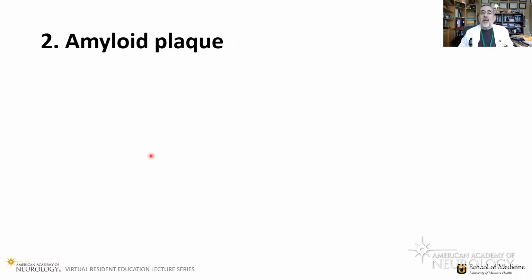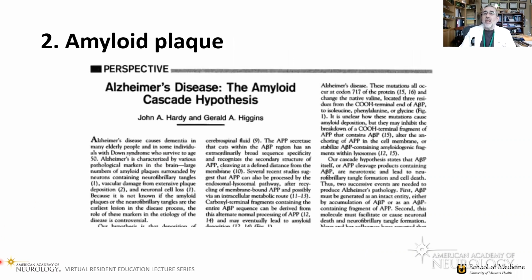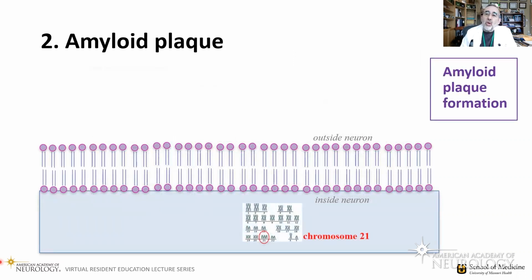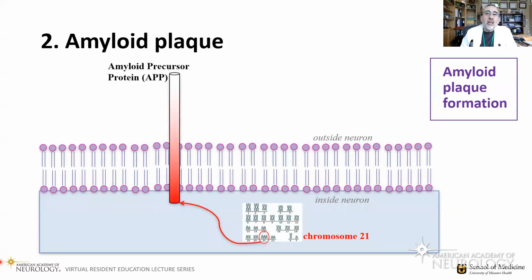The second neuropathology feature of amyloid plaque was first described in the early 1990s as possibly being etiologic in Alzheimer's disease. And the idea is this: a cascade of events creates amyloid plaque, starting with chromosome 21, which contains the code for making a protein called the amyloid precursor protein, which sits in the cell membrane of neurons.